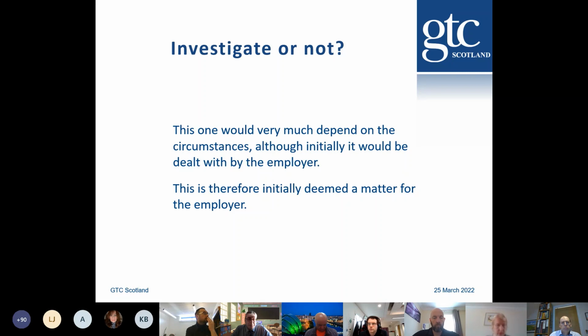This one would very much depend on the circumstances, although you're all quite right. Initially, it would be dealt with by the employer. So it's therefore initially deemed a matter for the employer.